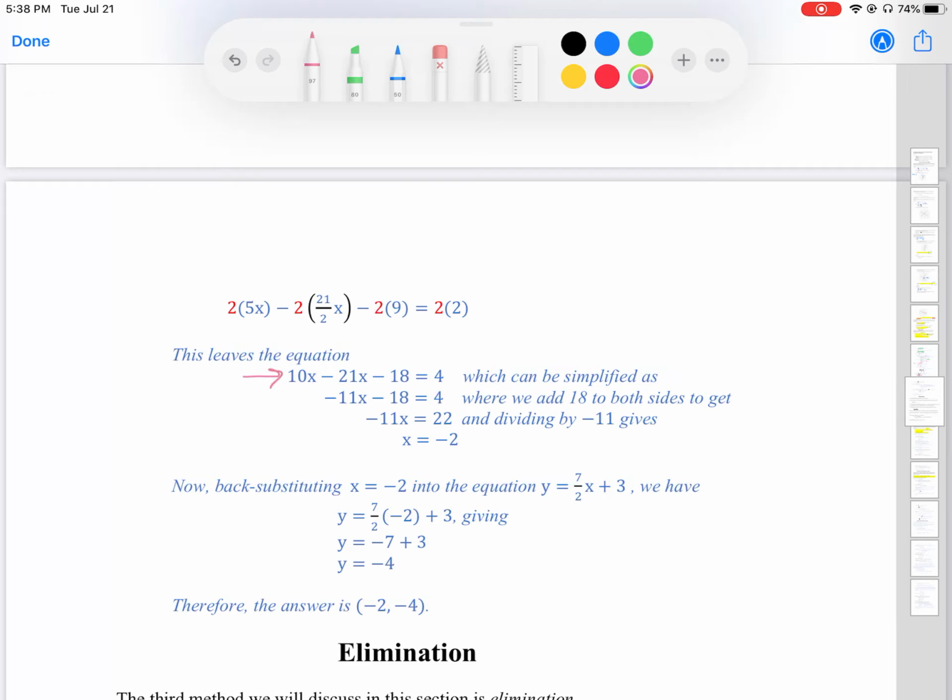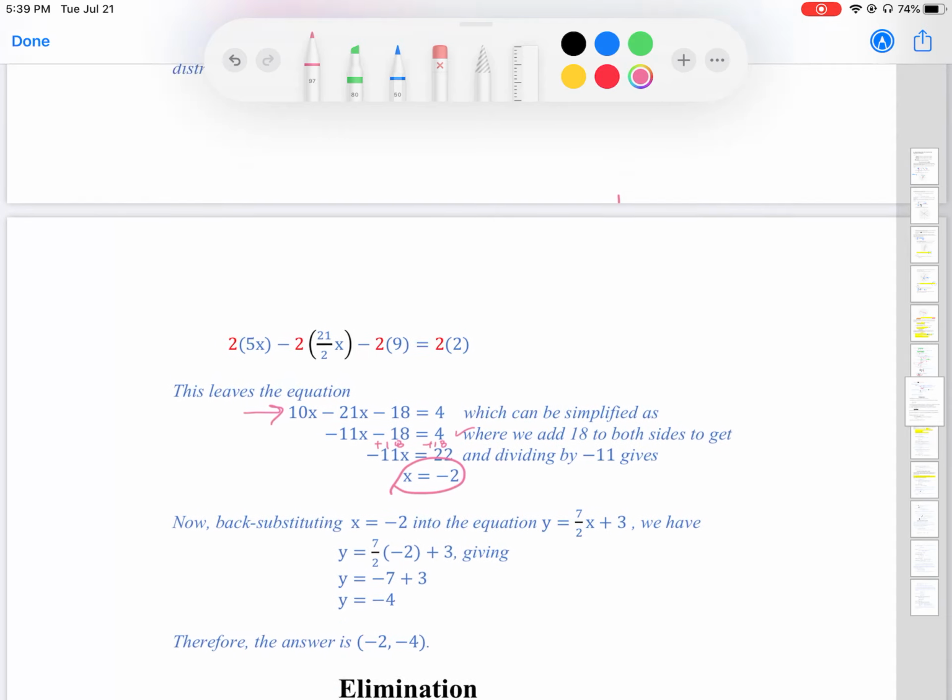All right, now you can go ahead and work without having to deal with that fraction. So 10 minus 21 is negative 11, minus 18 equals 4. Let's add 18 to both sides. And we're left with negative 11 equals 22, so x equals negative 2.